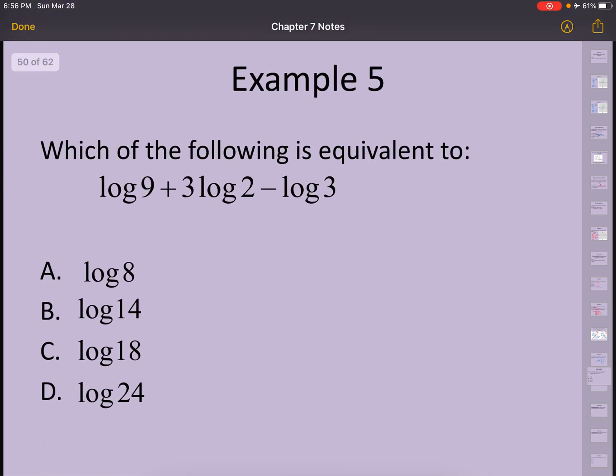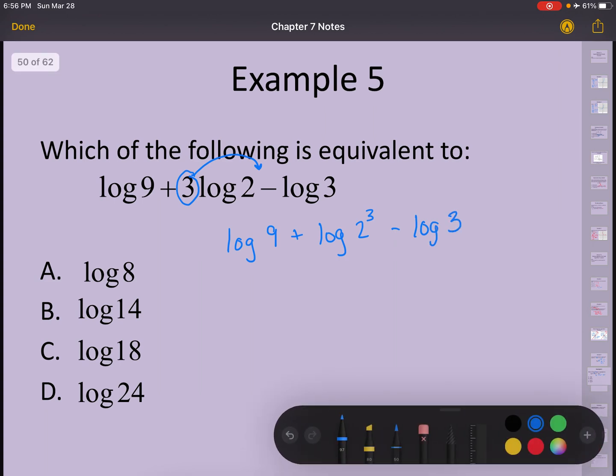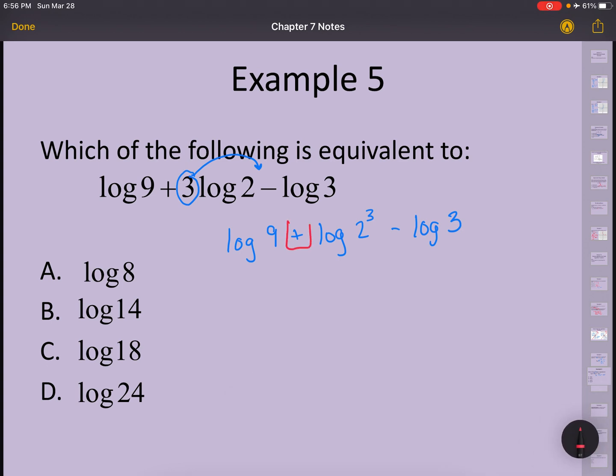In example 5, which of the following is equivalent to this expanded logarithm? If we first start out by noticing, do we have any powers out front? Well, just off the get-go, I had this 3, which meant originally it was a power. So let's condense that a little bit. So log of 9 plus log of 2 to the third power minus log of 3. And from left to right, kind of like PEMDAS, we can condense this plus sign because originally that meant they were being multiplied together.